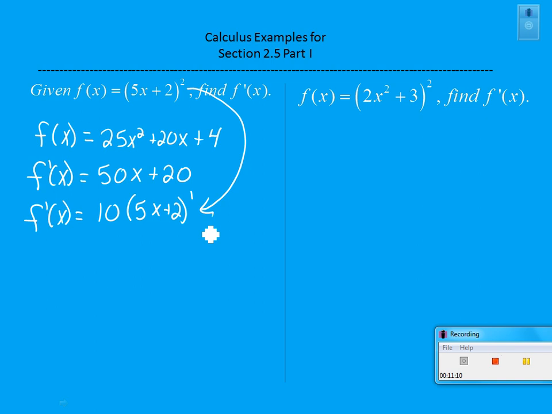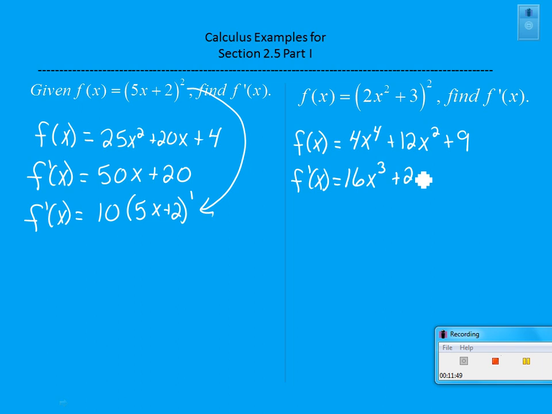Here's my next one: 2x squared plus 3, quantity squared. I'm going to do the same thing and FOIL this out first. So 2x squared times 2x squared is 4x to the fourth. My middle term is going to be 2x squared times the 3, doubled, so I'm going to get 12x squared plus 9. Notice my notation, f of x. Now let me get the derivative, which is going to be 16x cubed plus 24x.